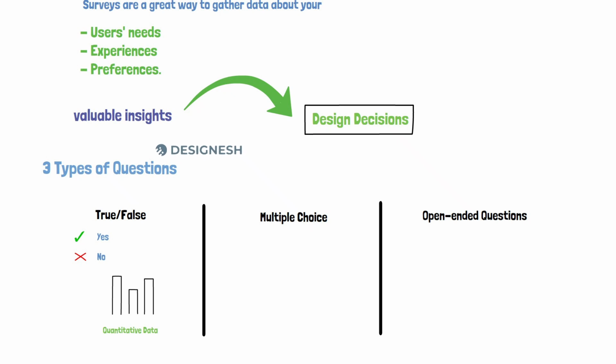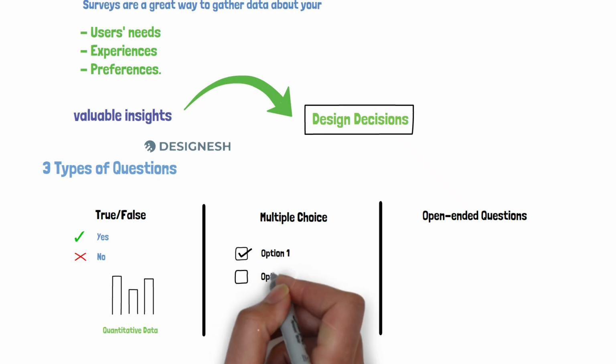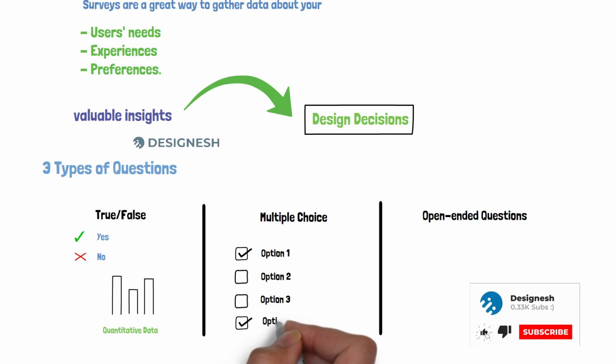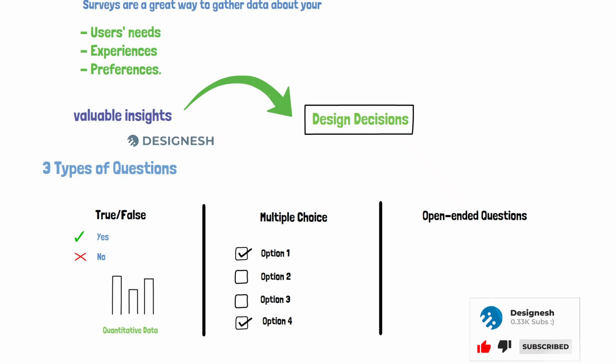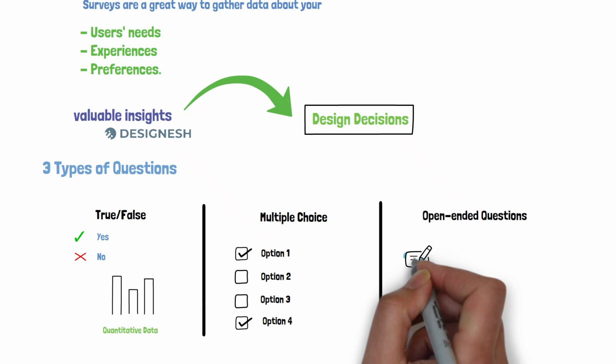Second type of question is multiple choice questions, and users can select multiple options against each question. This will give users more flexibility to show their thoughts about this product, and thus we will get what they really think about this. Third type of questions are open-ended questions.